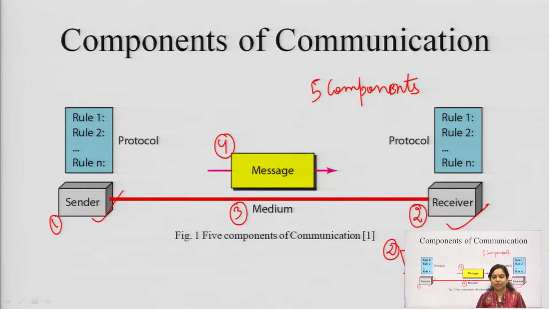If it is a speech signal, then it is a 1D signal. 2-dimensional signals, an example is an image, any picture you want to transmit. 3D signals are there, 3D messages are videos. So, these are the 3 different types of messages. So, this is the fourth component of communication.